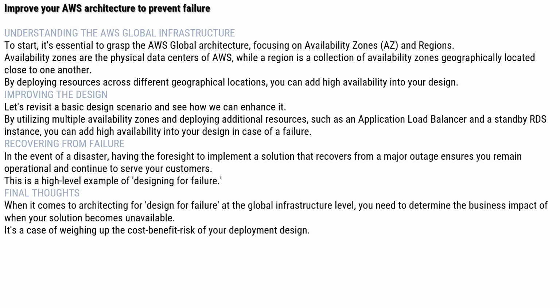To start, it's essential to grasp the AWS global architecture, focusing on availability zones and regions. Availability zones are the physical data centers of AWS, while a region is a collection of availability zones geographically located close to one another. By deploying resources across different geographical locations, you can add high availability into your design.